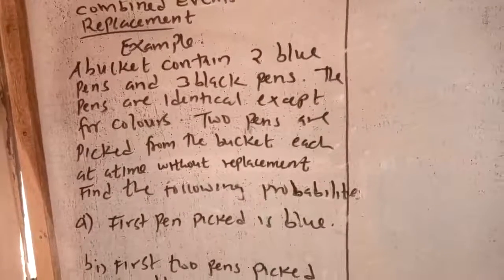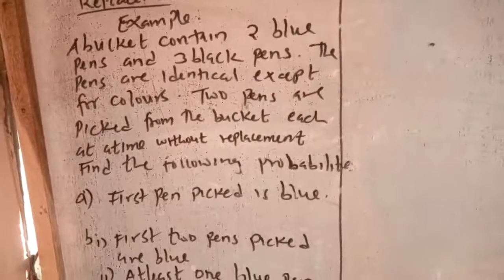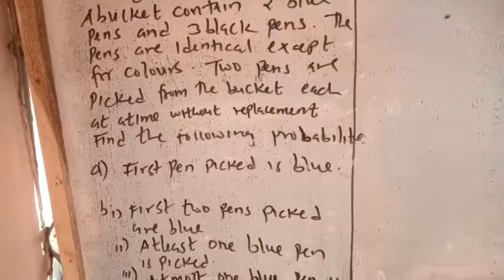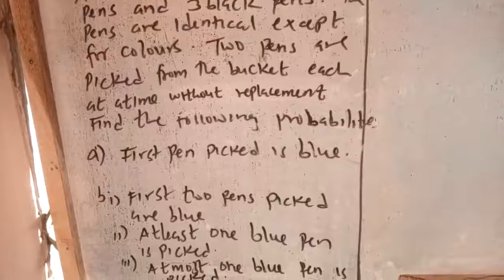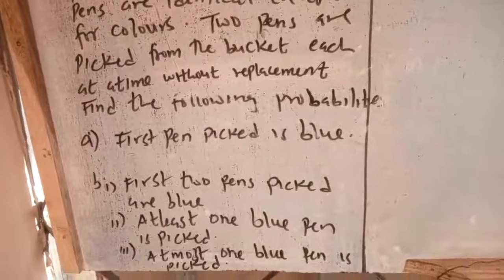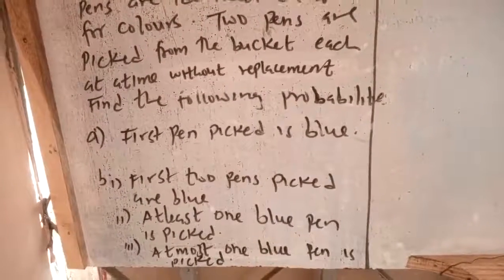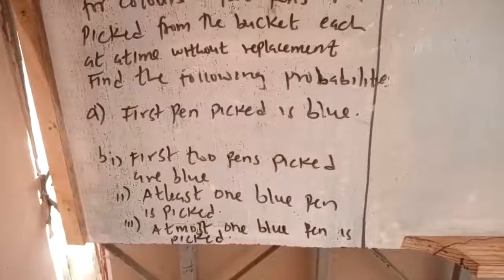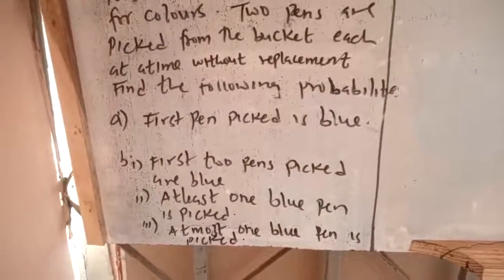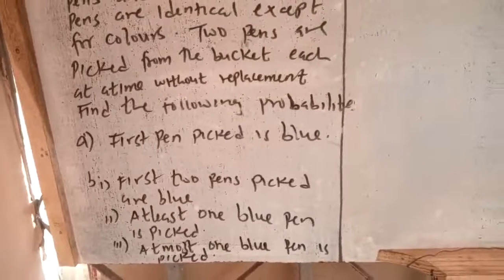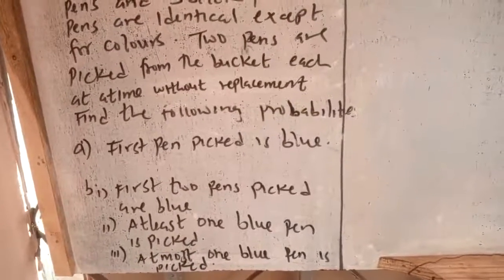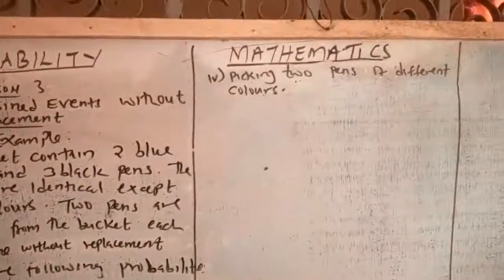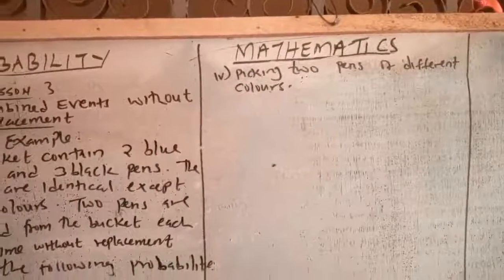Find the following probabilities. Roman 1, the first 2 pens picked are blue. Roman 2, at least 1 blue pen is picked. Roman 3, at most 1 blue pen is picked. And finally, picking 2 pens of different colors.